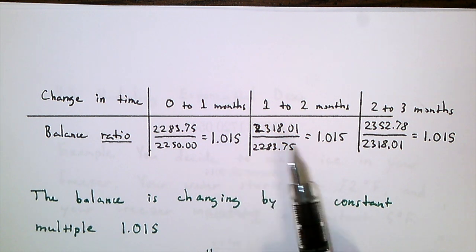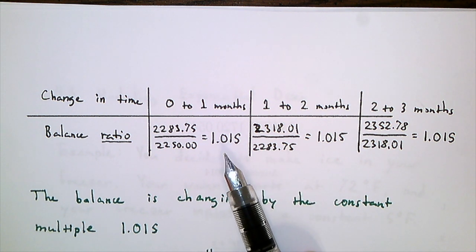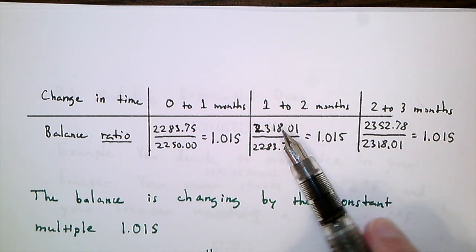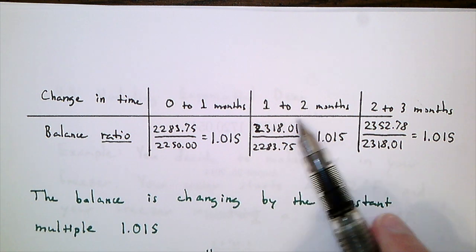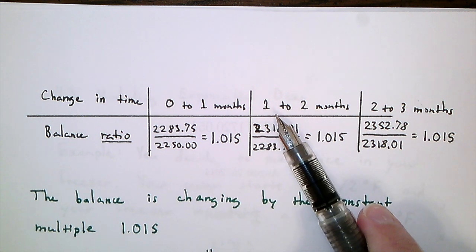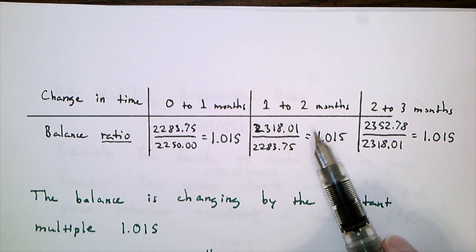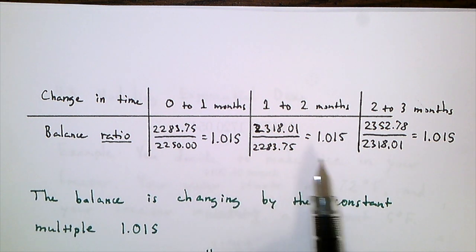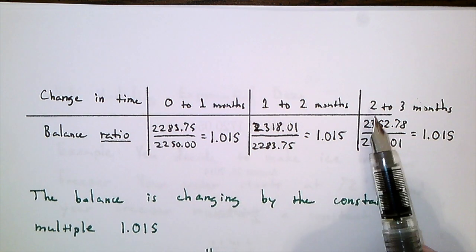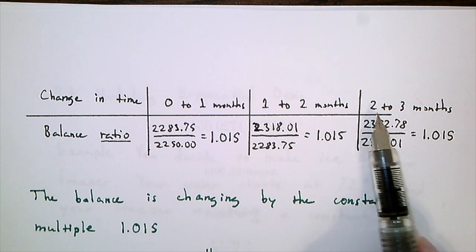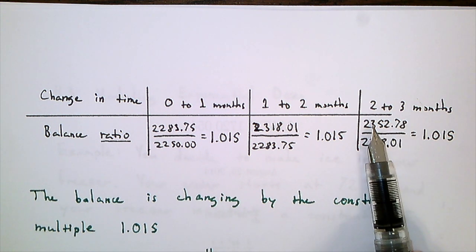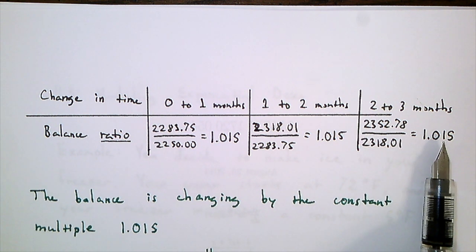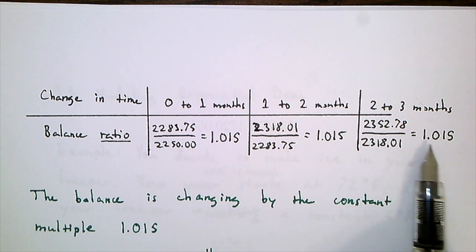I'm going to round everything here to 3 decimal places. Then you would go to the change from month 1 to month 2. So you divide the new balance for the second month by the old balance for month 1, and you get the same ratio, 1.015. So these are the same. Maybe it'll be the same in the next month. When you check from month 2 to month 3 and divide the third month balance by the second month balance, you do get the same balance ratio, the same multiplication factor.